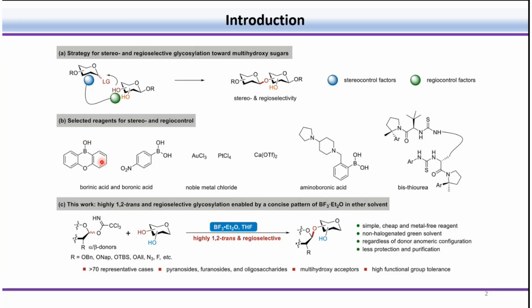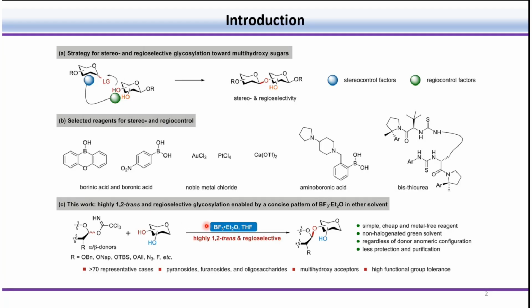Various selective reagents are used for stereo and regio control here, like boronic acid, noble metal chloride, aminoboronic acid, and thiourea-based catalyst. But in this work, they use a different strategy without any other catalyst. They used BF3 and THF. BF3 they use as an activator.